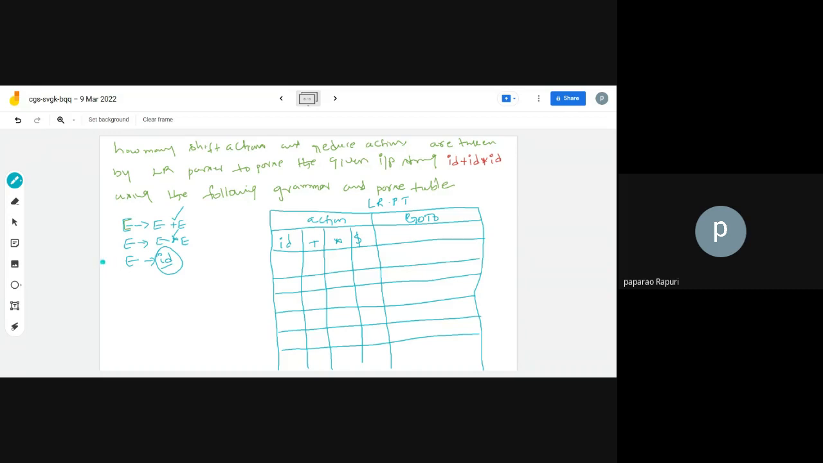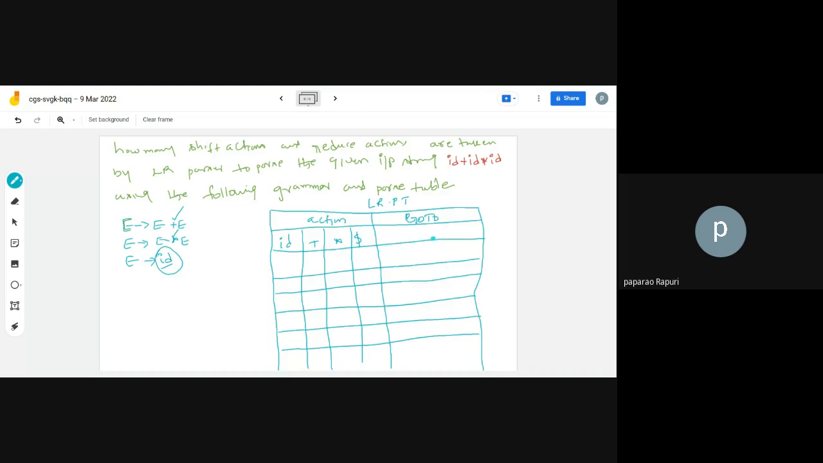We already discussed that a sequence of characters is called a token, and it has to satisfy some properties. The properties are keyword, constant, operator, variable, or special symbol. So it has to come under any one of these five.